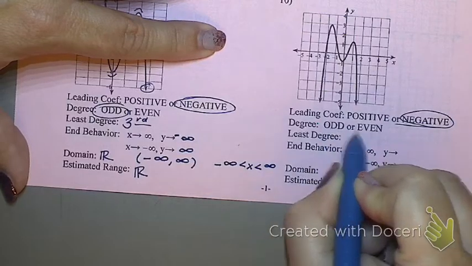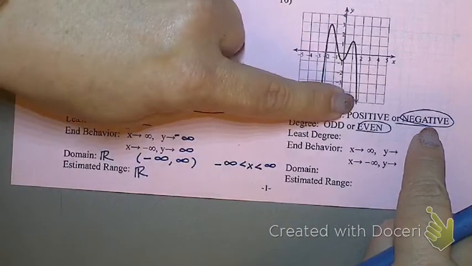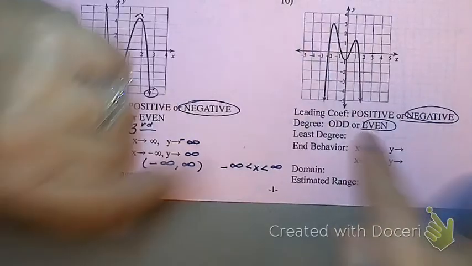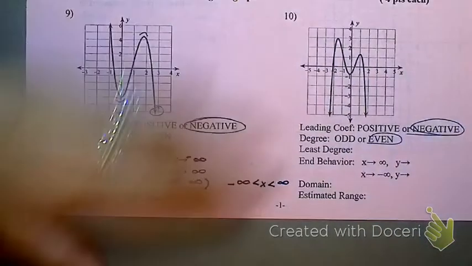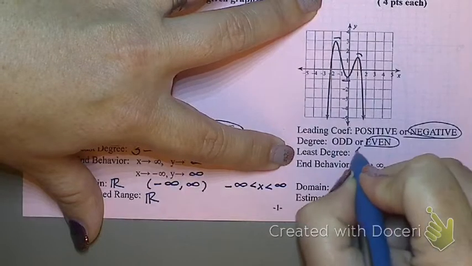Degree. How do I know the leading coefficient's negative? Right side goes down. How do I know it's even? Left side is also going down. Least degree: 4th degree, because I see 3 bends.